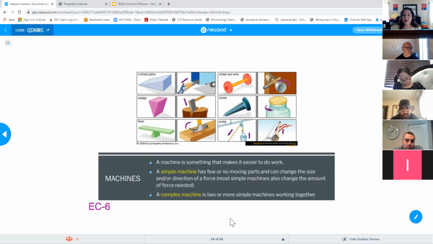The doorknob there is an example. So with these ones, it's just changing the amount of force or the direction of force in some cases. And so it just makes it easier to do the work. A complex machine is two or more simple machines working together.